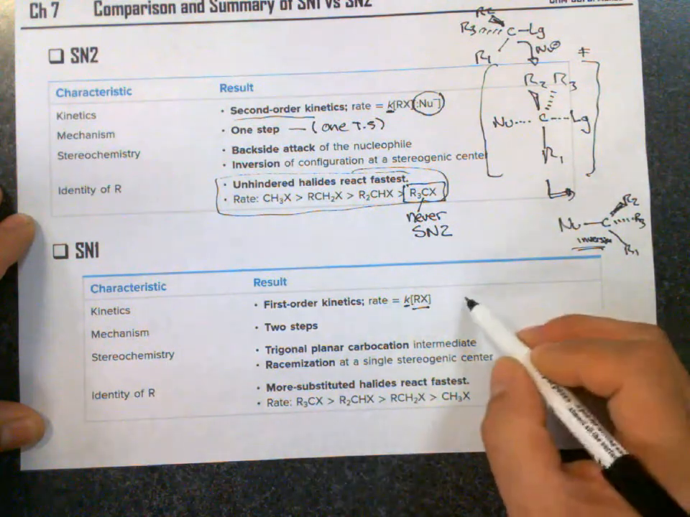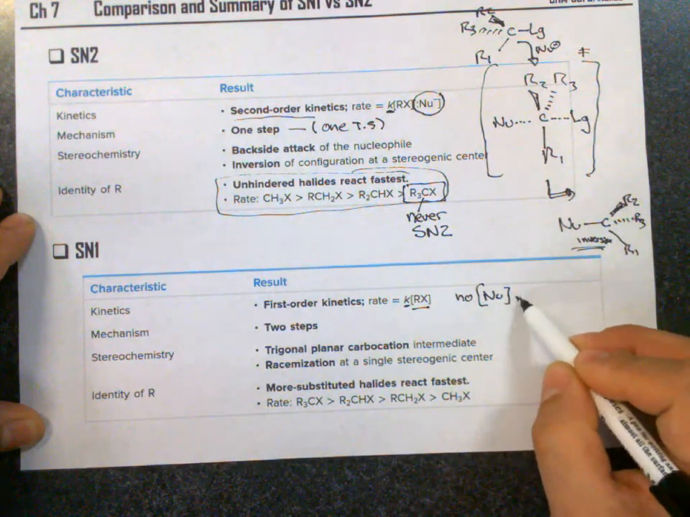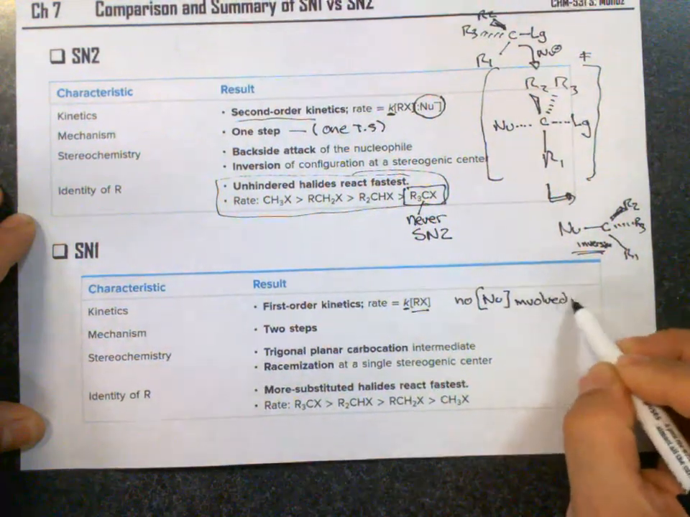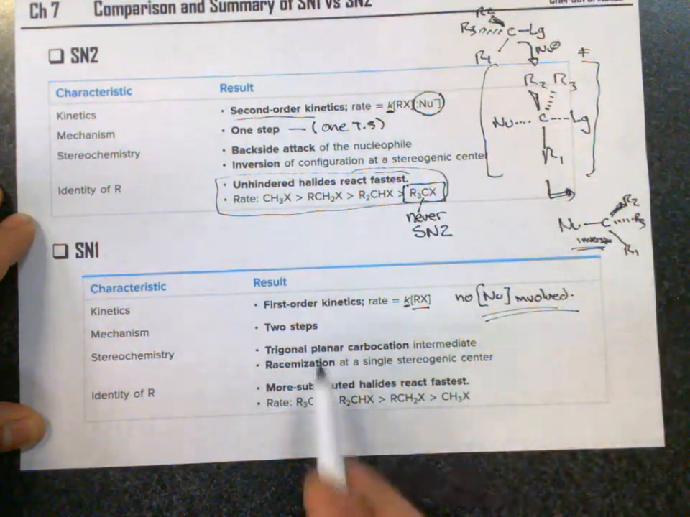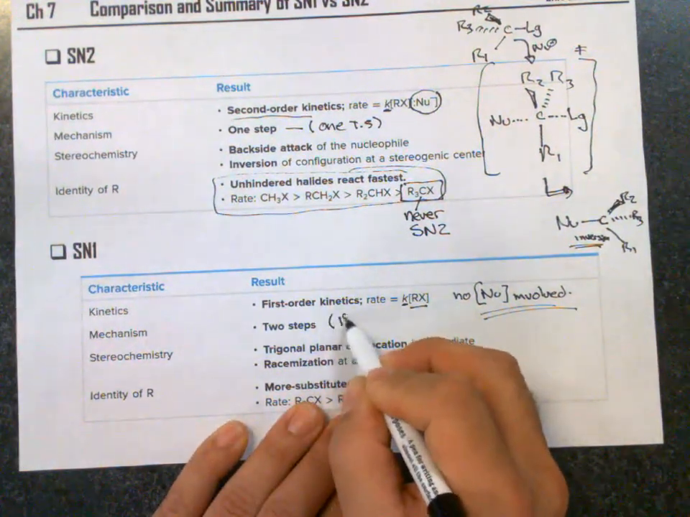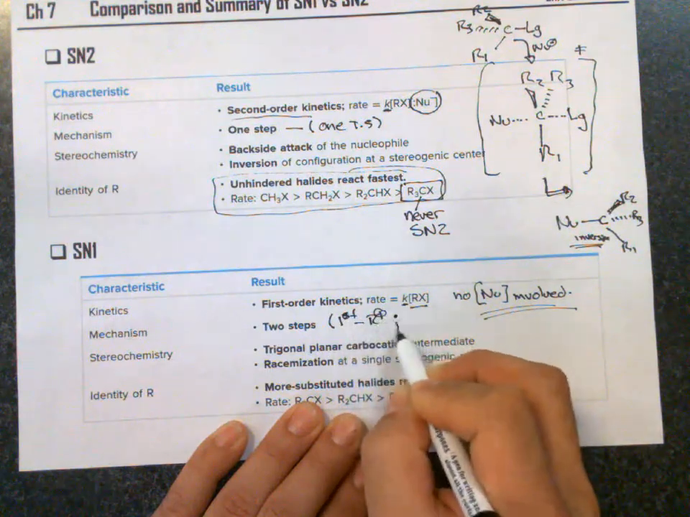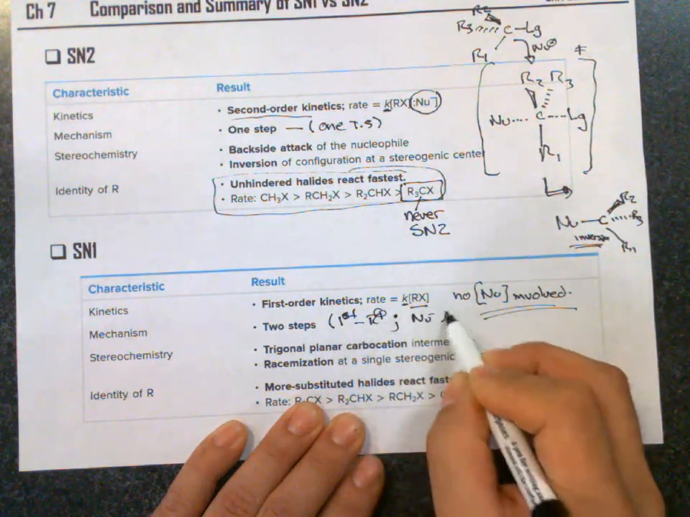There's no nucleophile concentration involved. 2 steps. What are those 2 steps? The first, carbocation formation, then nucleophilic attack.